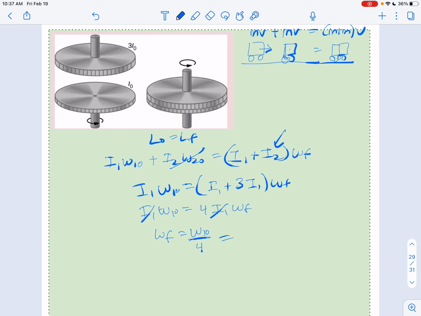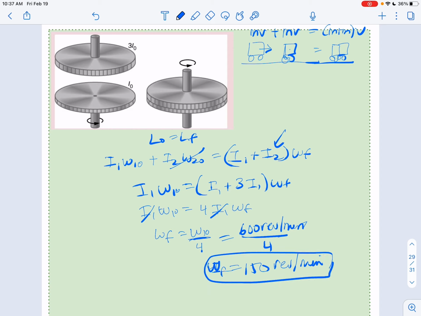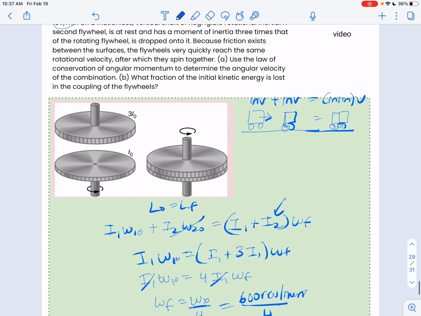So if I do 600 revolutions per minute divided by 4, that's 150 rev per minute. I can put that in radians per second if I want to. I don't really feel like it right now, but I can. It doesn't really ask, does it? No, that's fine. Revolutions per minute is fine then.